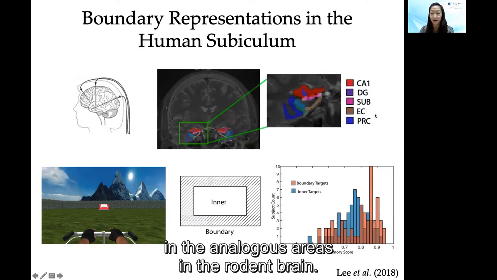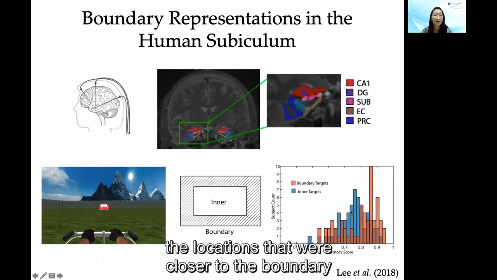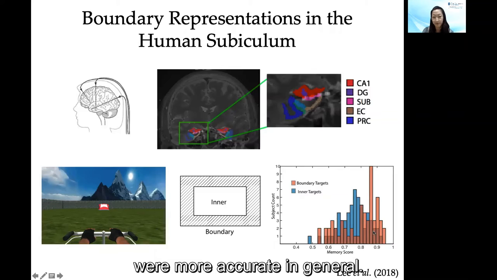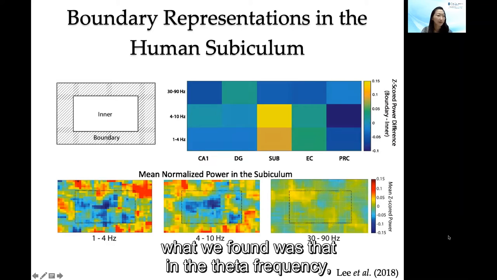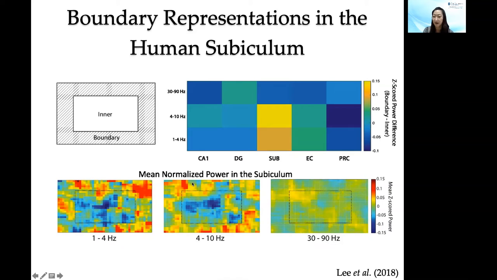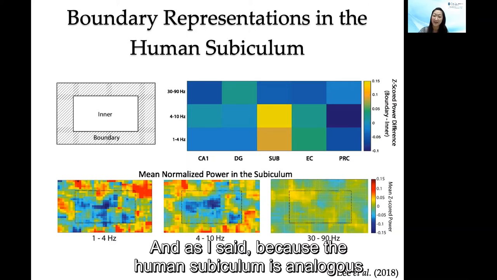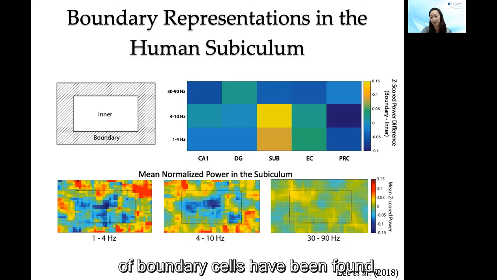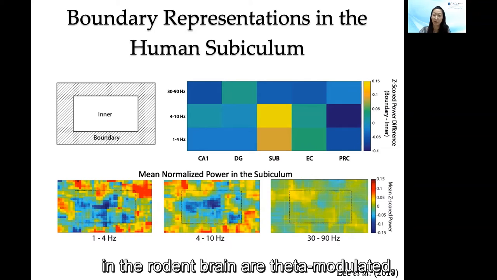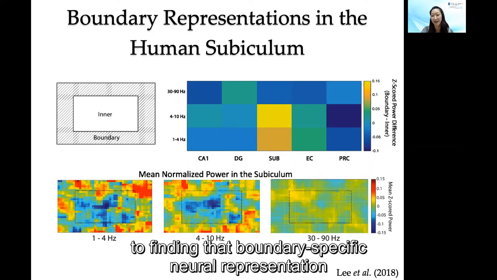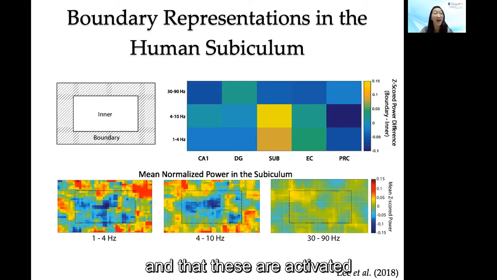And first we saw that behaviorally, the locations that were closer to the boundary were more accurate in general. But more importantly, what we found was that in the theta frequency band, we saw neural responses specifically to the boundaries. And this was found to be significant only in the subiculum. And as I said, because the human subiculum is analogous to the rodent subiculum, where the largest population of boundary cells have been found, and because the activity of those cells in the rodent brain are theta modulated, we think that we are getting closer to finding that boundary-specific neural representation in the human hippocampus, and that these are activated by visual experience of boundaries.